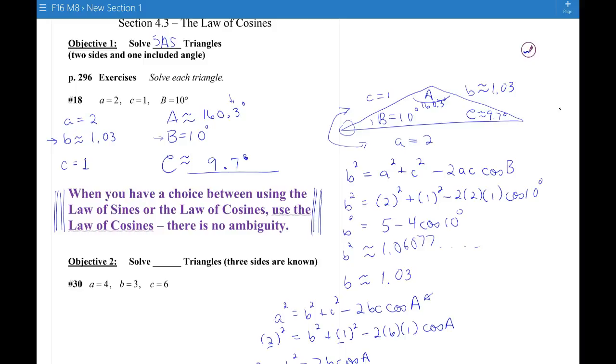So if you used the law of sines, you would get 2 choices for angle A, and you would have to figure out which one it was, because there aren't 2 triangles here, but you get 2 possible values for A.